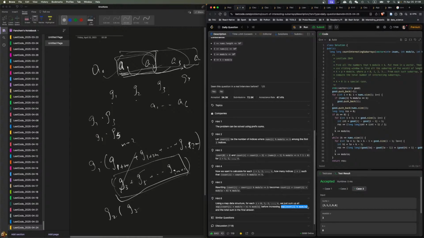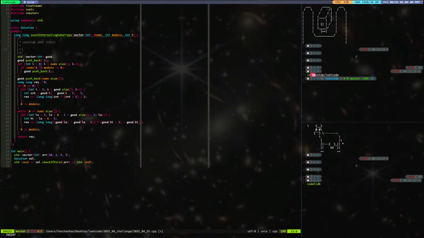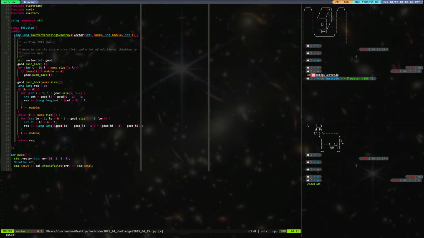Okay, I'm convinced. Yeah, this is not easy at all. Pretty darn hard. Hint. Have to use the entire 9 hints and a lot of additional thinking to convince myself. The tutorial, the hints are pretty good.